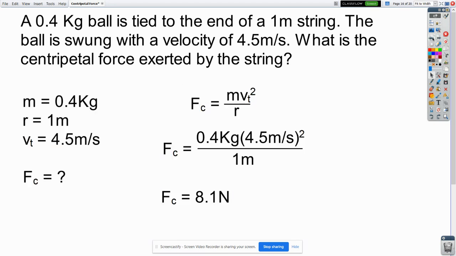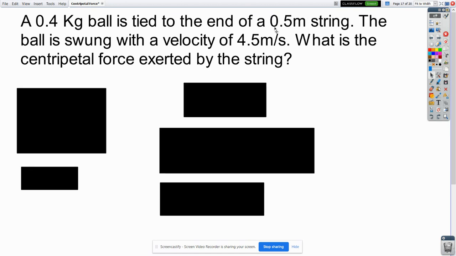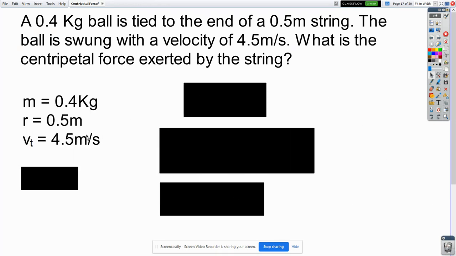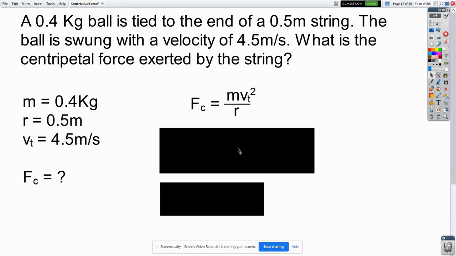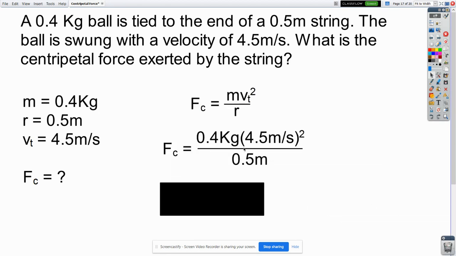Take a look at this one. We're going to build on the one before it. If you'll notice, I'm changing the radius. So we're going to keep the 0.4 kilograms, and I'm going to change the radius of the string to 0.5 meters. Still have our same mass, 0.4 kilograms. Our radius has changed to 0.5 meters, and my tangential velocity is still 4.5 meters per second. Still looking for centripetal force. And again, the only thing that's changed from this calculation to the previous one is the radius. I cut my radius in half.